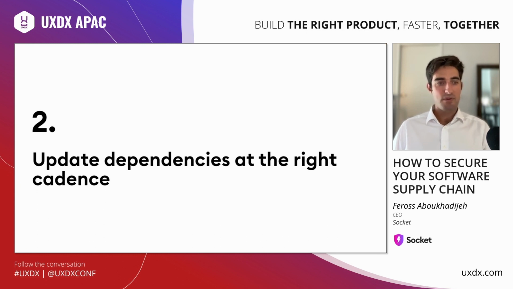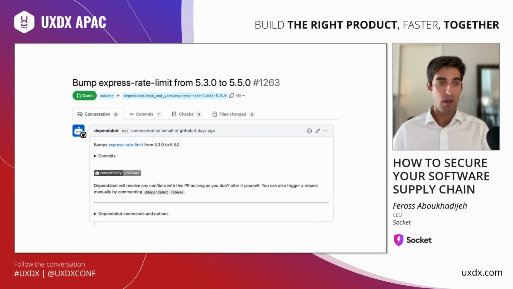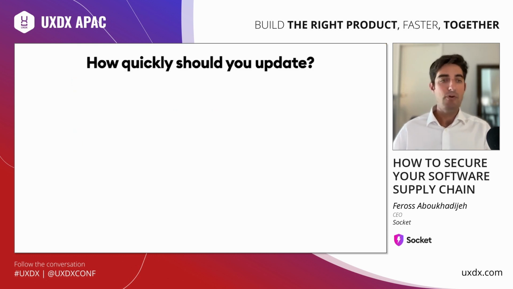The next tip is to update dependencies at the right cadence. A lot of us are using bots like Dependabot to stay on the latest version of code, and that's usually a good security practice. However, the quicker that you update your dependencies, the fewer eyeballs have had a chance to actually look at the code. And so there's really a trade-off here. So how quickly should you update?